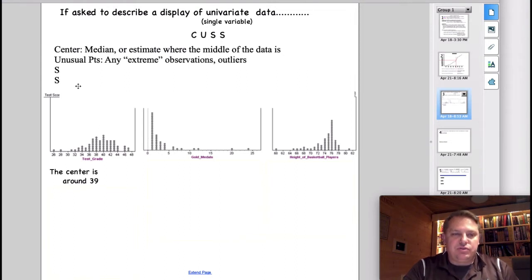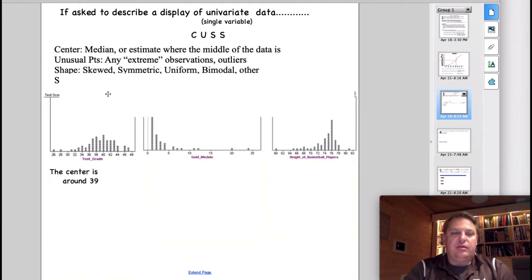U is for unusual points, so any extreme observations would work. The main one we're looking for is outliers. But if there are other unusual features or unusual points, or if there's a cluster of points, maybe there's too many points, like let's say there was 10 points here. That's probably too much to say we have 10 outliers, but we might point out, oh, there appears to be a cluster in the 20 to 25 range. Not here, but if that was in the graph. So U is for unusual points, generally we're looking at outliers.